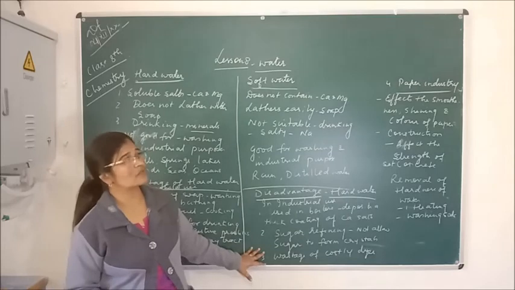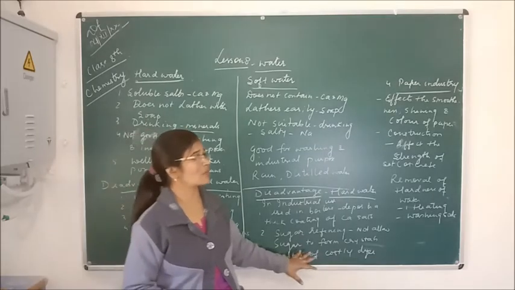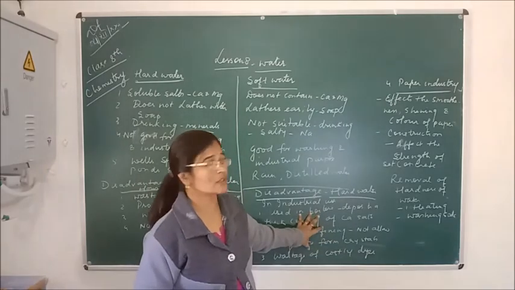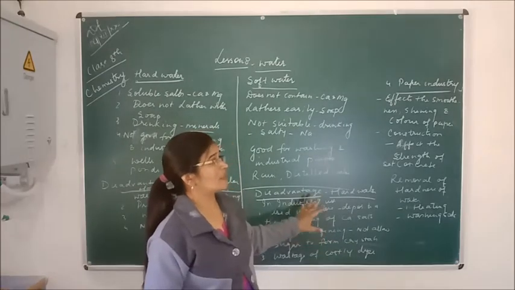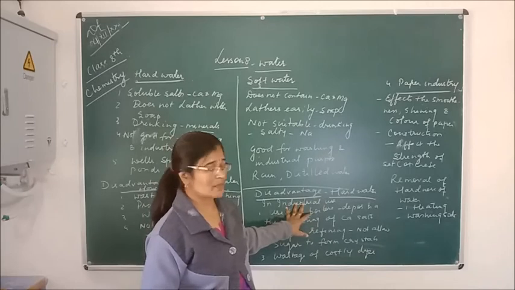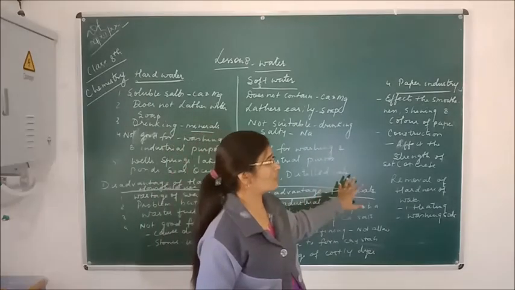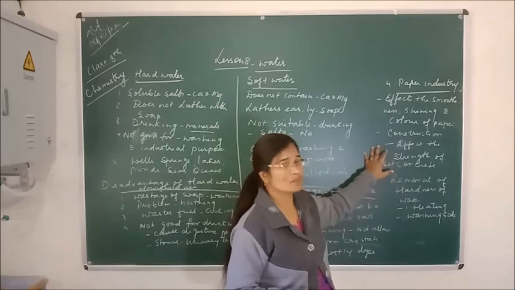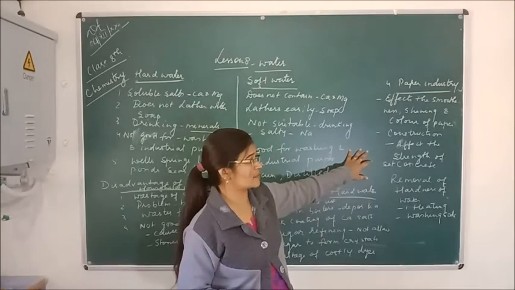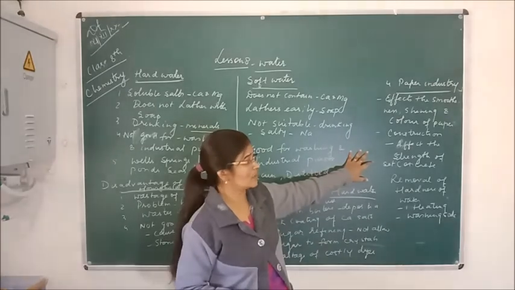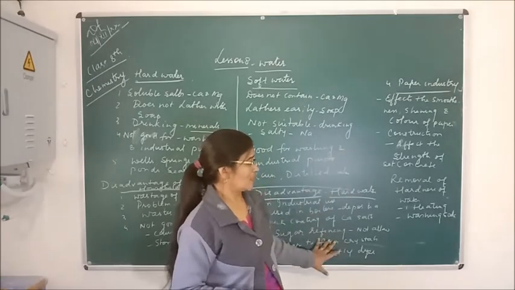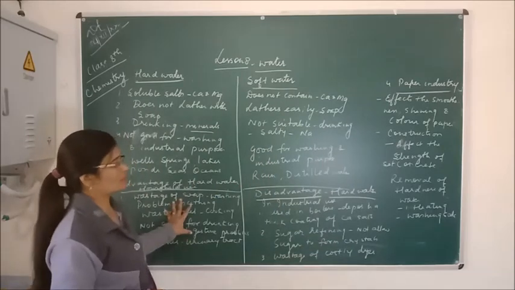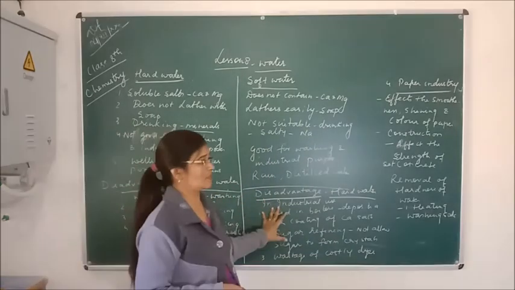In the paper industry also, if hard water is used, it can affect the smoothness, shining, and quality of the paper. Not only this, it is also not good for construction purposes, because it affects the strength of the set concrete. So these are the disadvantages of hard water in household and industrial purposes.